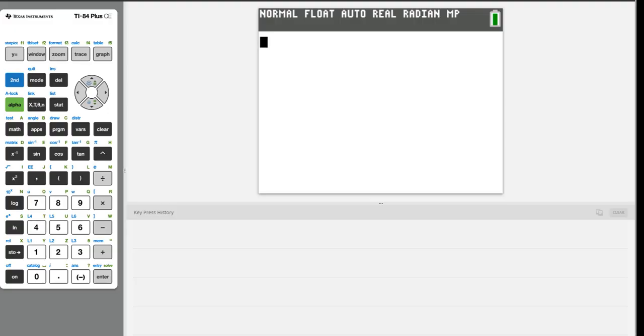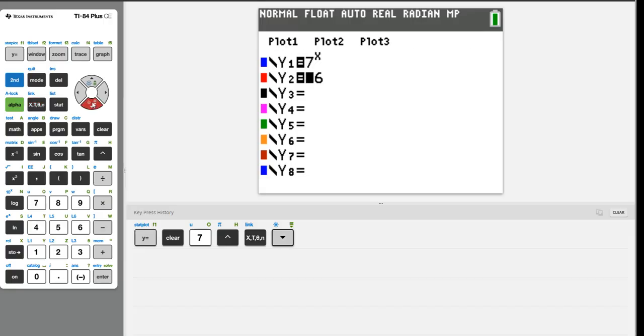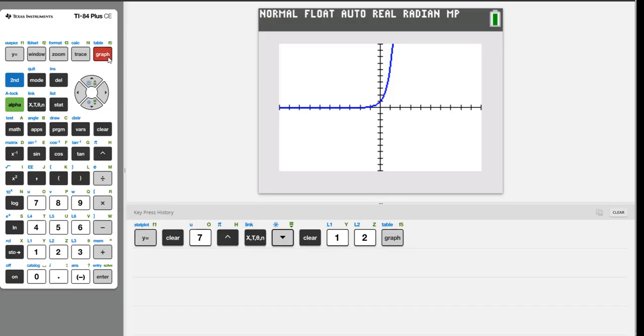To do this problem on the TI-84 calculator, press y equals, press clear to clear y1, type in 7 and press the caret key, type in x and press the down arrow. Press clear to clear y2. Type in 12 and press graph. We cannot see the intersection point.